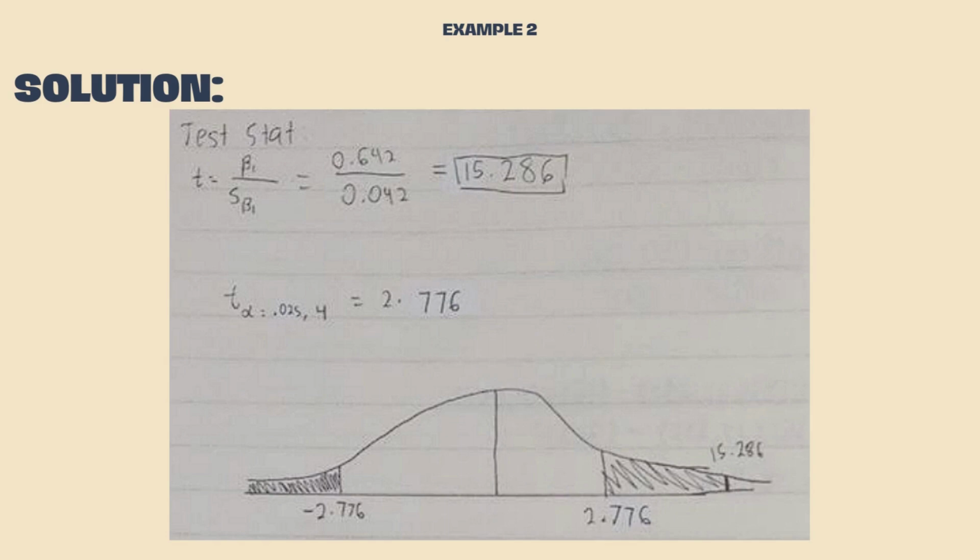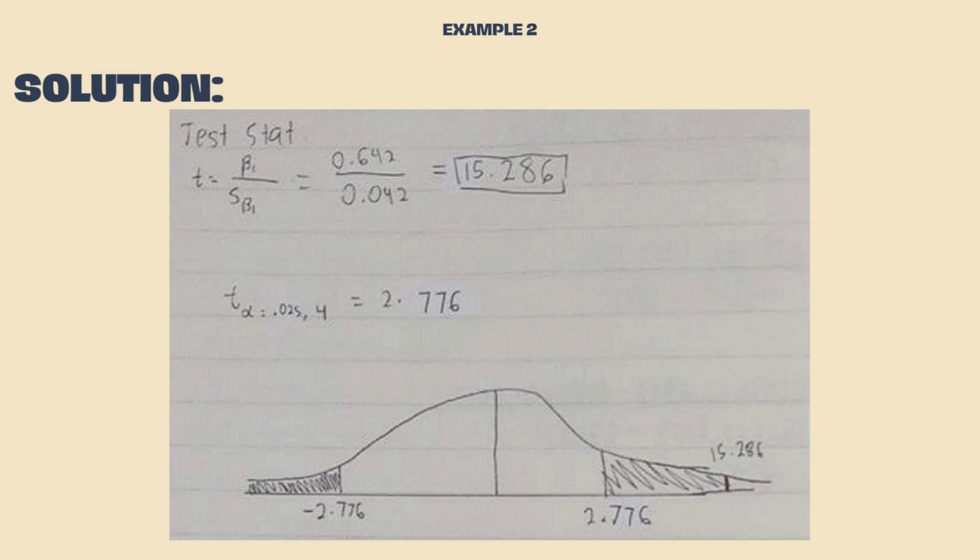So for our test statistic, we also have to solve for it, and we have beta sub 1 all over S sub beta sub 1. So plugging in the values, our final answer is 15.286.